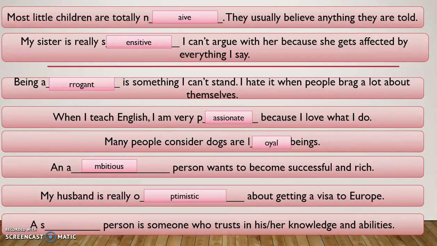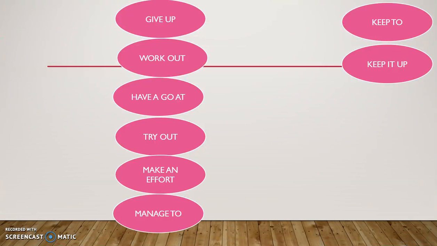My husband is really optimistic about getting a visa to Europe. It's the same as in Spanish. And a self-confident person is someone who trusts in his or her own knowledge and abilities. That you can also observe in the book. You have all the words included in the vocabulary. Part of the vocabulary you also have some other verbs like give up, work out, have a go at, try out, make an effort, manage to, keep it up.